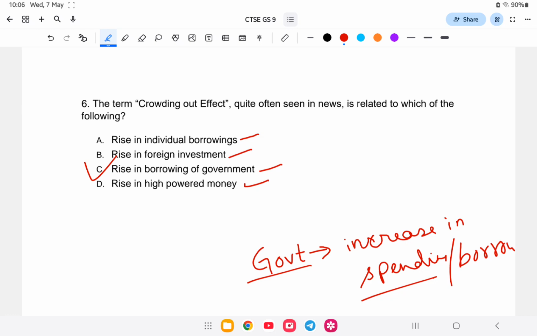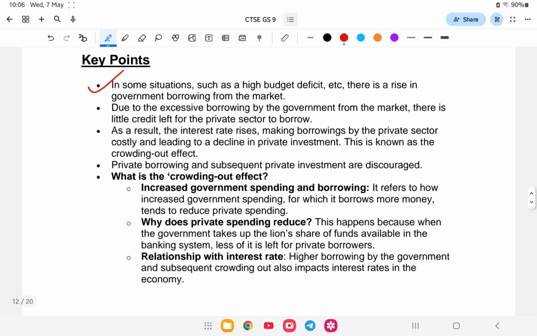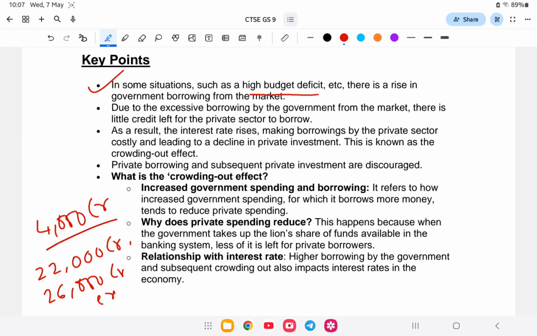Let us study in detail about this. In some situations such as a high budget deficit, the budget falls short of money. For example, if revenue receipts are 22,000 crores but expenditure is 26,000 crores, there is a shortfall of 4,000 crore. The expenditure exceeds the receipts. So it becomes a high budget deficit, meaning the difference is large. So the government can spend by borrowing money, or by printing new money.